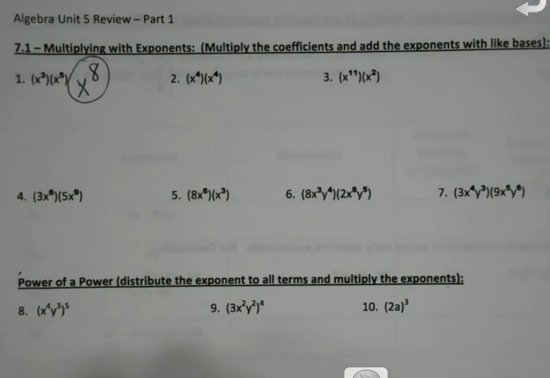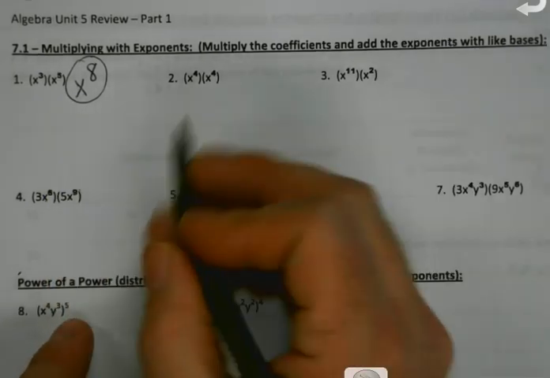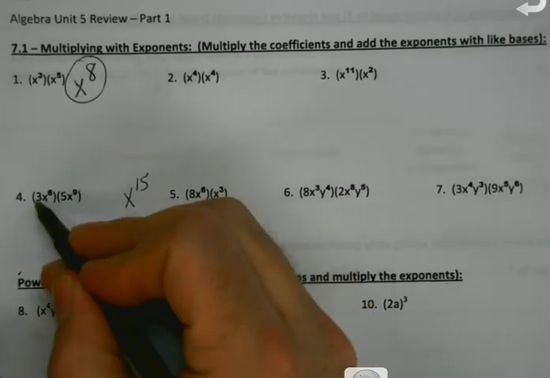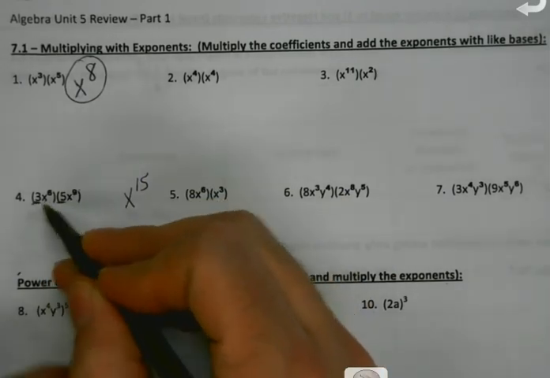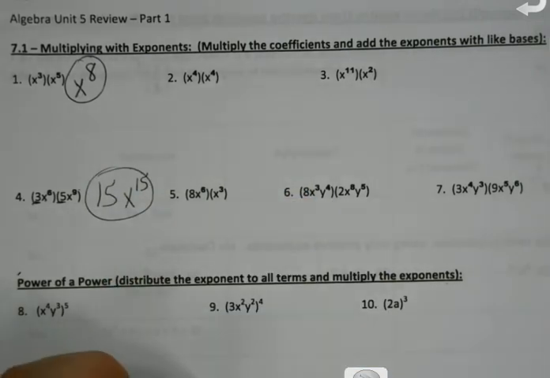Once you get to the next portion, though, this is where you've got to be a little bit more careful. On my x's, I'm still going to add the exponents. That's not going to change. But those numbers in front, I do not add. I multiply those coefficients just like I normally would. So I end up with 15, x to the 15th.